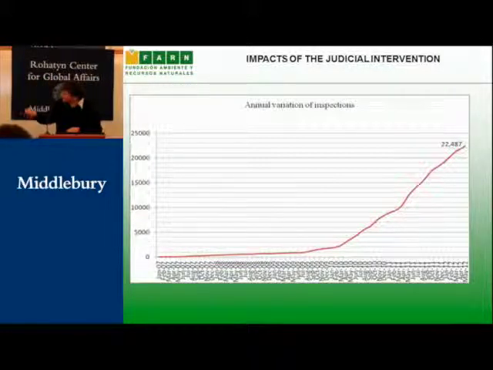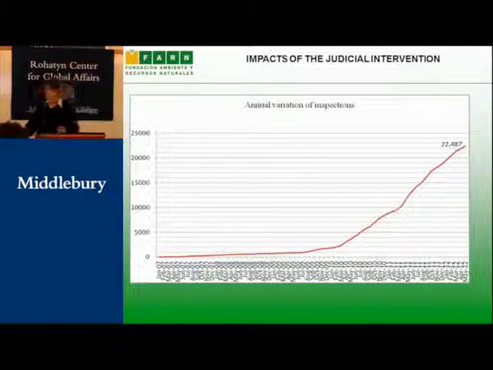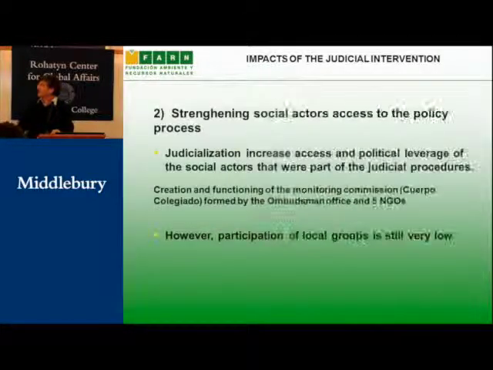So how does it look? From 2010 to 2012, you see a tremendous increase. And I'm running out of time. Can I have one more minute?